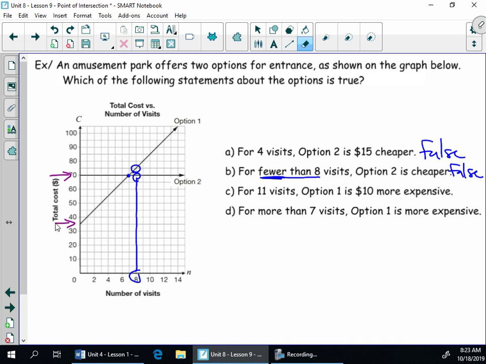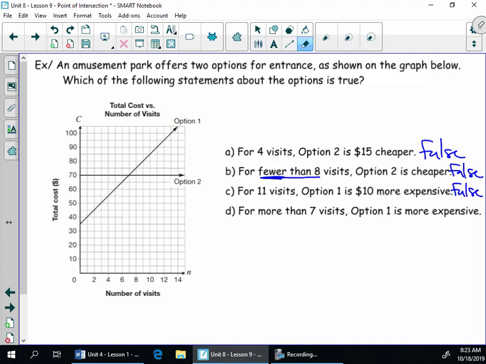Okay, for 11 visits. 11 visits, that's over here. Let's go up. 11 and 11, comparing them. Option 1 is $10 more expensive. Well, it's definitely more expensive. Let's see how much. Option 2 is 70. Option 1 is 90. Is that $10 more? Nope. That's false. It's $20 more.